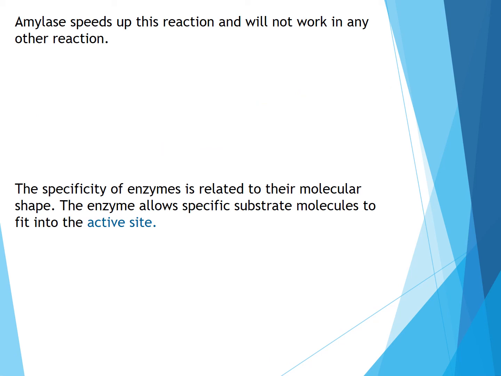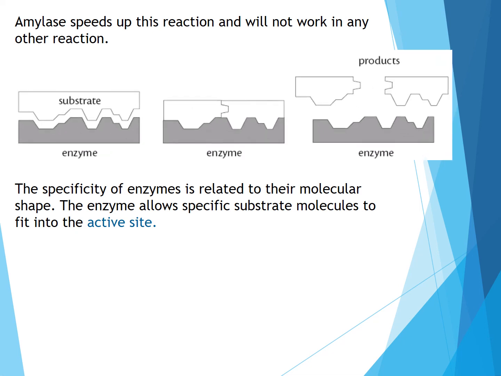Amylase helps to speed up the reaction, and we know it will not work with any other reaction due to the lock and key effect. That means the substrates will only fit into the enzyme structure, as the diagram shows. Each enzyme is specific to the reaction that it speeds up or catalyzes. Your front door key would not open your car and vice versa, the lock and key mechanism.